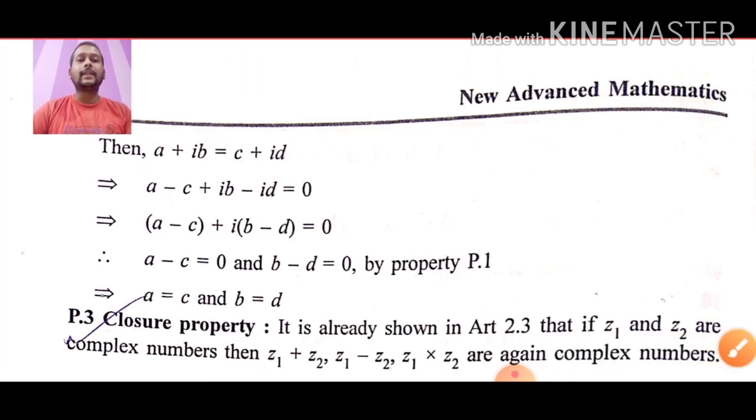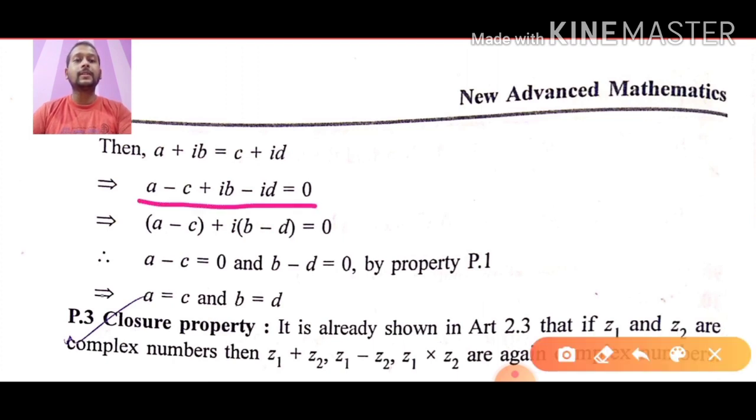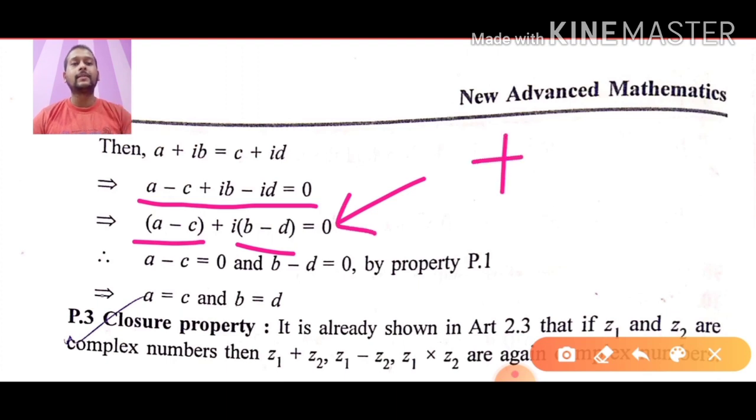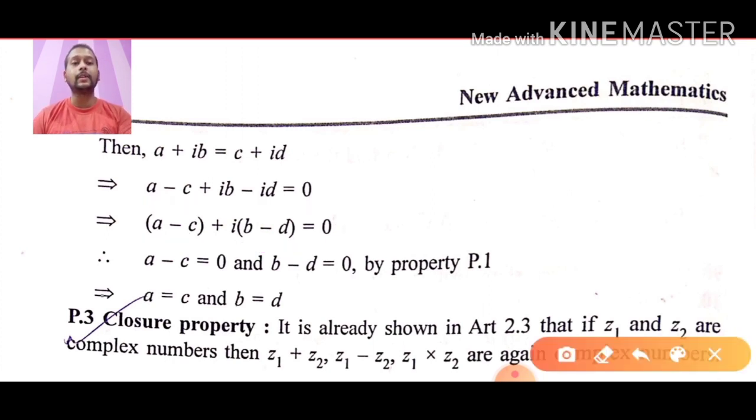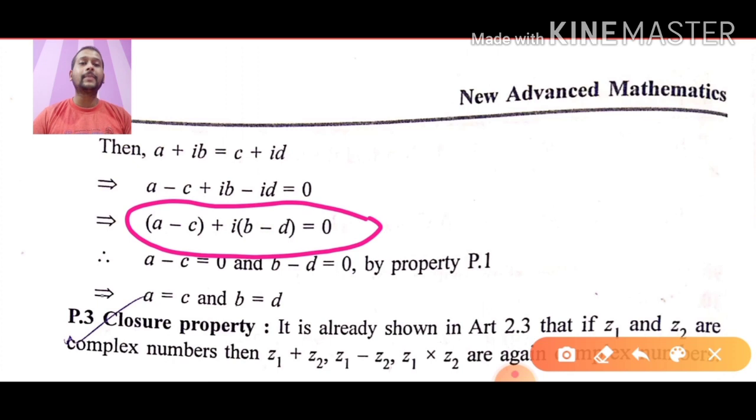When a plus ib equals c plus id, on transposition what are we getting? We are transposing c to the other side, it will be minus c, and transposing id to the other side, we have minus id. Taking i common, here a minus c. Now the sum of these two parts is 0. If we use the first property, this is a complex number. a minus c plus i into b minus d is a complex number which is equal to 0.